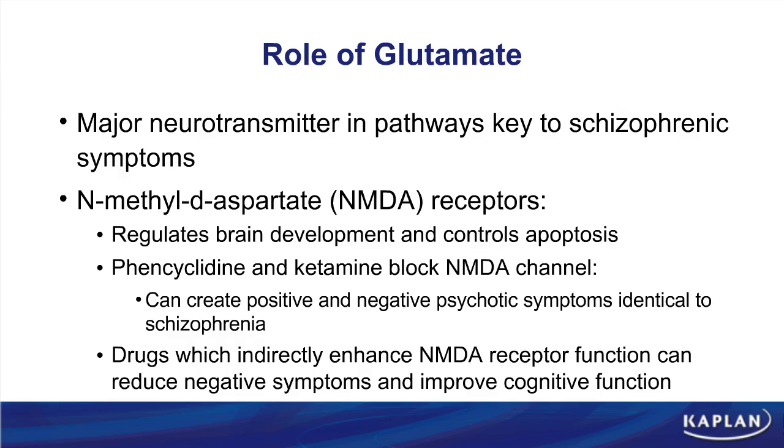We know that the NMDA receptors regulate brain development. We also know that phencyclidine and ketamine block the NMDA channel, therefore creating positive and negative psychotic symptoms which are identical to schizophrenia. Any drug which indirectly enhances NMDA receptor function can reduce negative symptoms and therefore improve cognitive function. So, when looking at the neurotransmitters, we know that dopamine, serotonin, and glutamate are essential in patients who have schizophrenia.